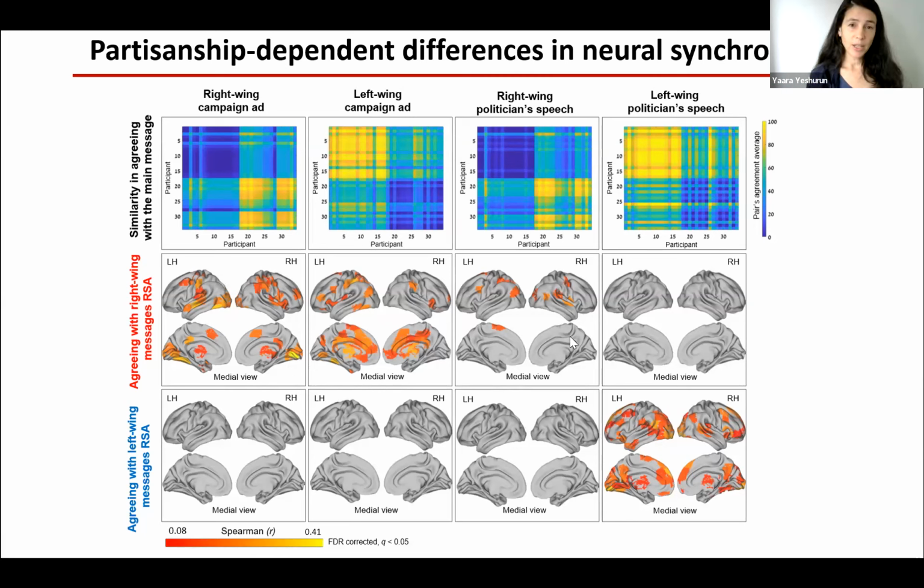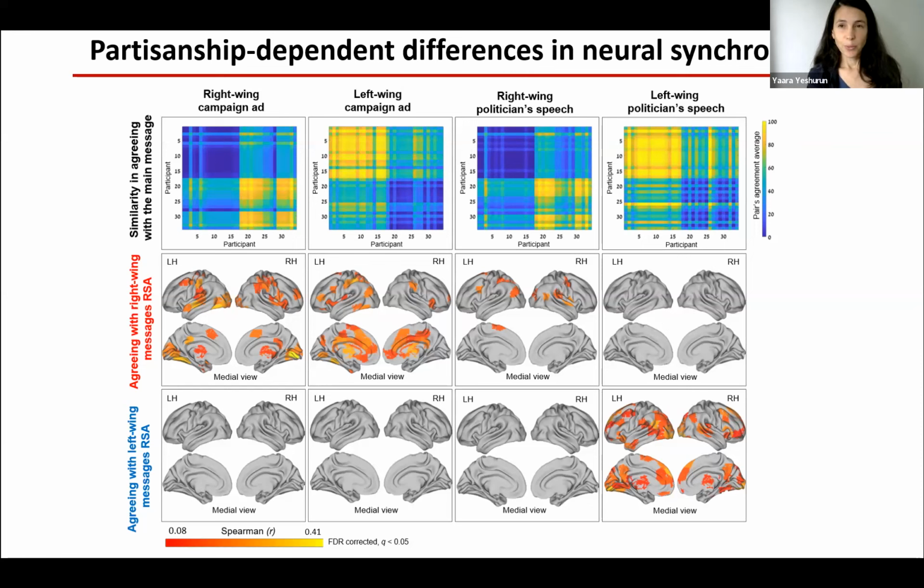And what I also want to mention here is the striking dichotomy, if I may say. Agreeing with the main message of a right-wing clip generated synchronization in many brain regions, although not agreeing with the message, so agreeing with the left message, did not synchronize the response at all. You can see this for both campaign ads and the right-wing speech, and the opposite pattern for the left-wing politician speech.